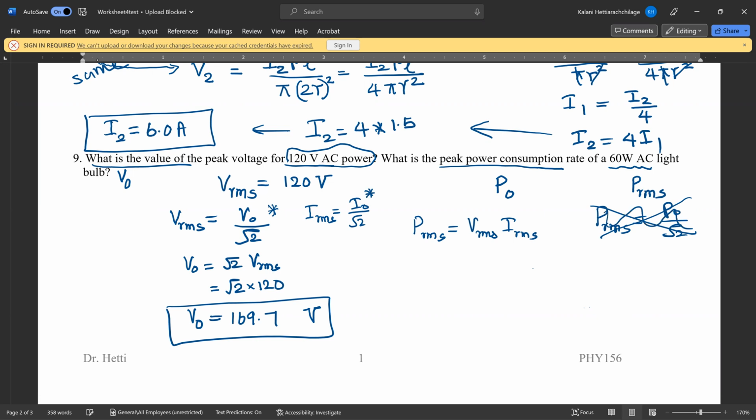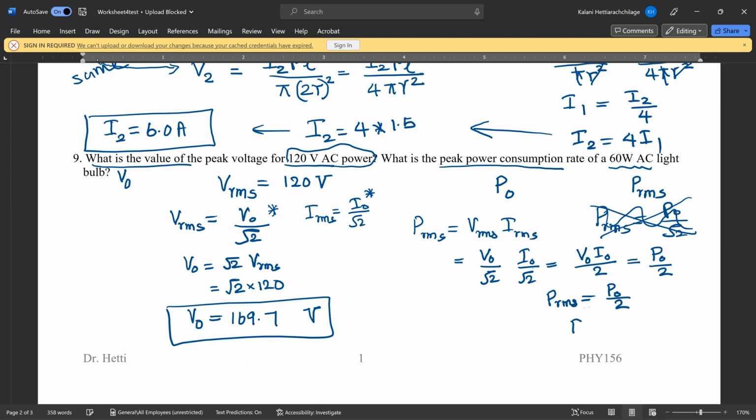Okay. So now we're going to combine this. VRMS will be V naught divided by root 2. IRMS will be I naught divided by root 2. So now you see why that formula is incorrect. This will be V naught I naught divided by 2. So that is the PRMS. Now V naught and I naught, we know it is power 0 divided by 2. Right? That means you see that PRMS new formula is P naught over 2, not the root 2.